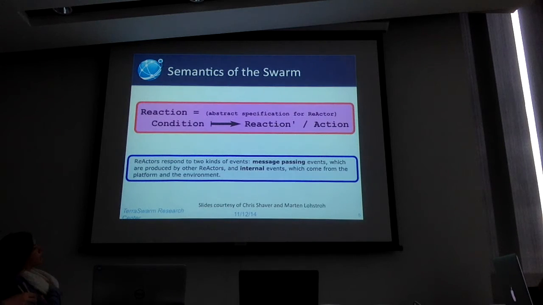So one quick question, is this like guarded commands, except that reactions allow you to do rule rewriting, whereas guarded commands don't usually do that? Yeah. So this is a full-blown model of computation, which would allow you to evolve the system over time. Okay.